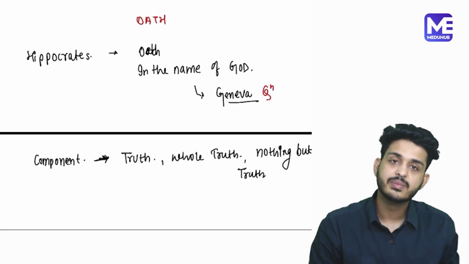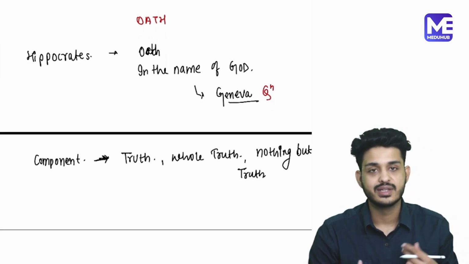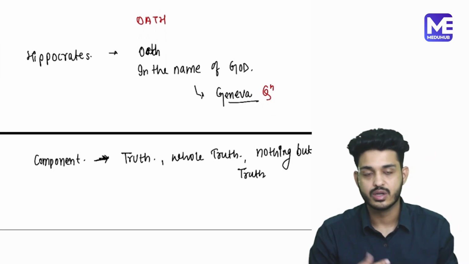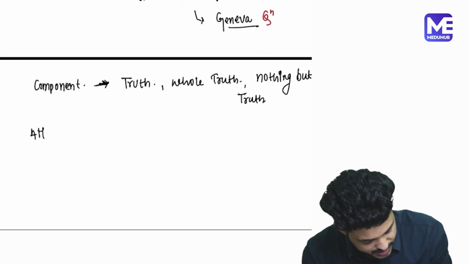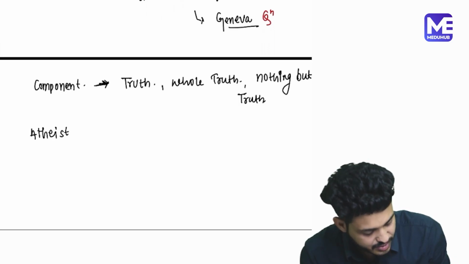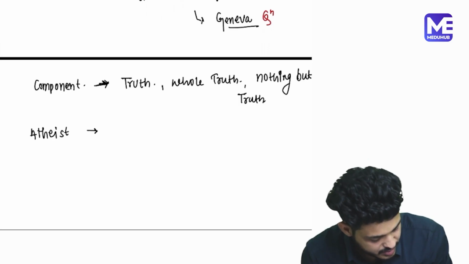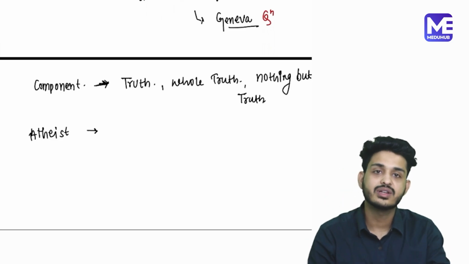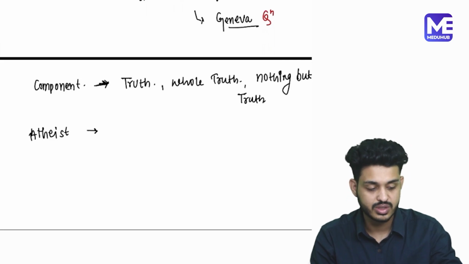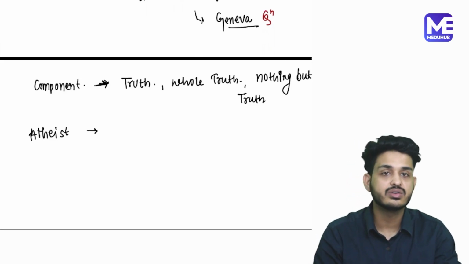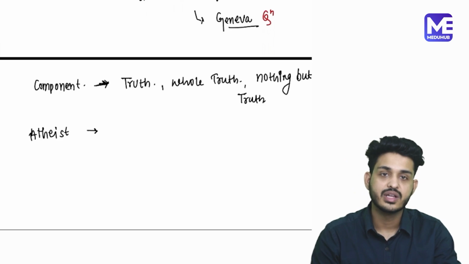But there are certain people who don't believe in God. For those people, we have another oath known as the atheistic oath. Those people who don't believe in God are known as atheists. Oath is compulsory. If you are not taking the oath, then you will be punished.